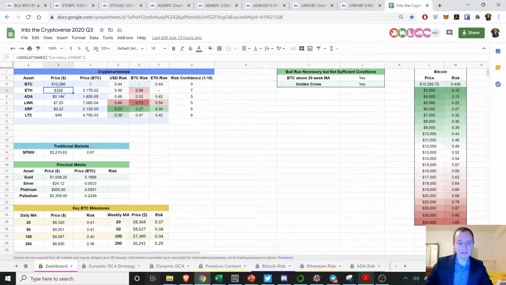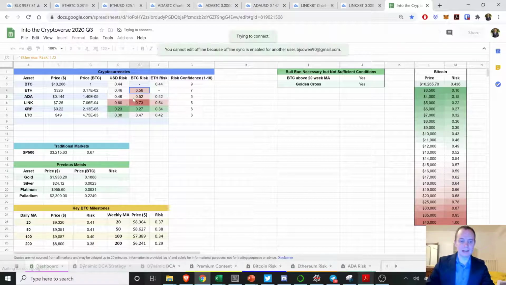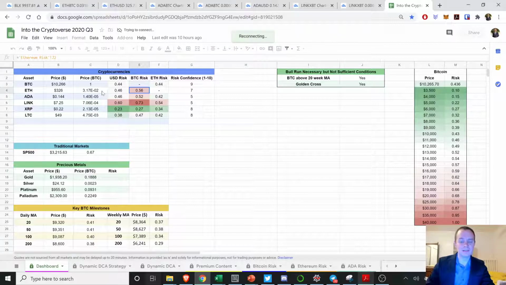It's now at 326. Now the idea is, okay, well, the Ethereum Bitcoin risk is getting high. Now it's 0.56. And not that long ago, it was much lower. So the Ethereum Bitcoin risk is getting kind of high. So maybe it's time to potentially set a stop loss. I mean, say, okay, well, this is getting high. At some point, Bitcoin could really start moving, and it could leave Ethereum behind.